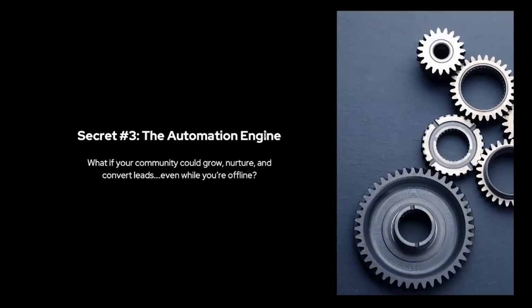So the third piece of this, the secret number 3, is the automation engine. This is what we need to start to think about. What if your community could grow, nurture, and convert leads even while you're offline? I think one of the coolest things that you can have happen as a business owner is to be on a hike with your kids at the park, sleeping, and wake up and have your autoresponder tell you that so and so just joined your community when you weren't working.